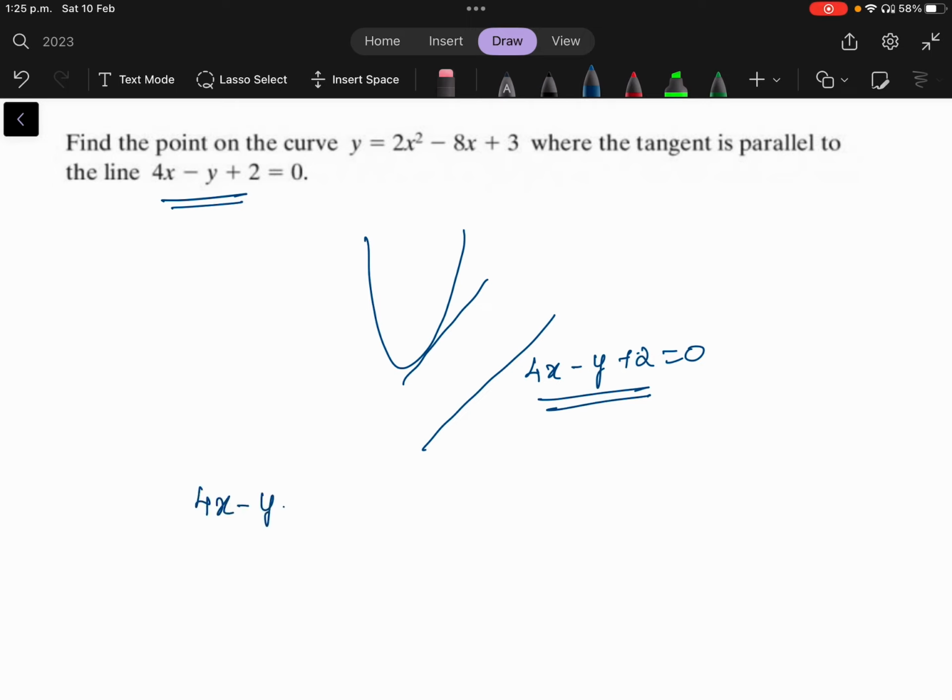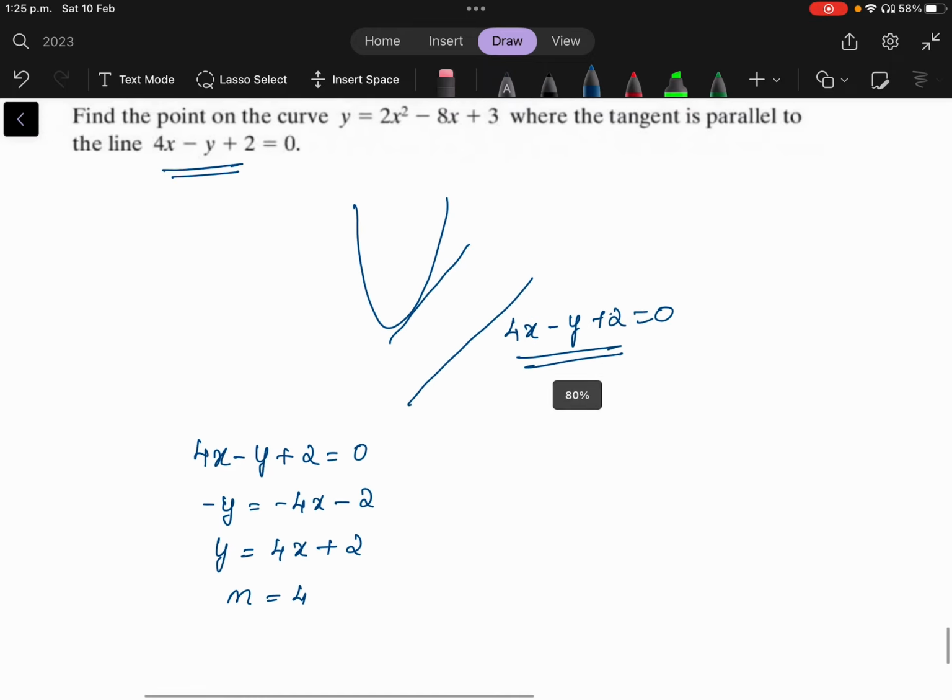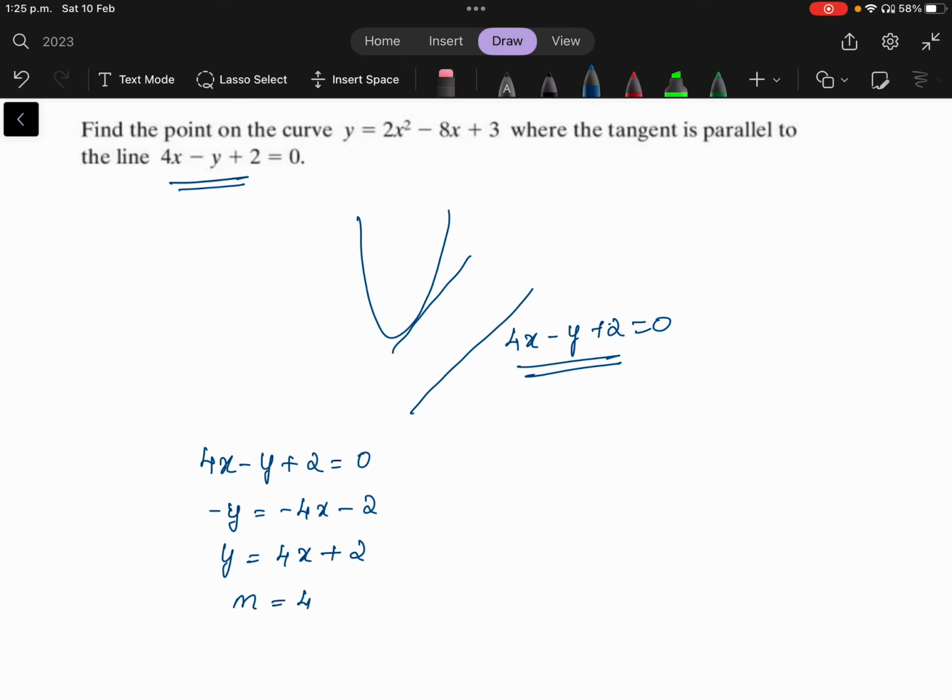So 4x − y + 2 is equal to 0. To find the slope, −y is equal to −4x − 2, or y is equal to 4x + 2. So slope m is equal to 4. Okay. Then you can find the value.